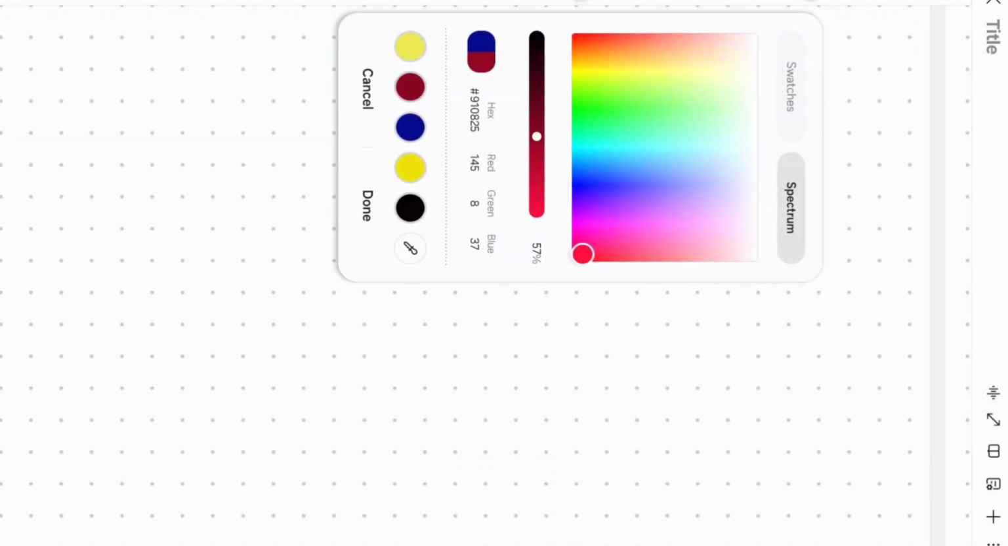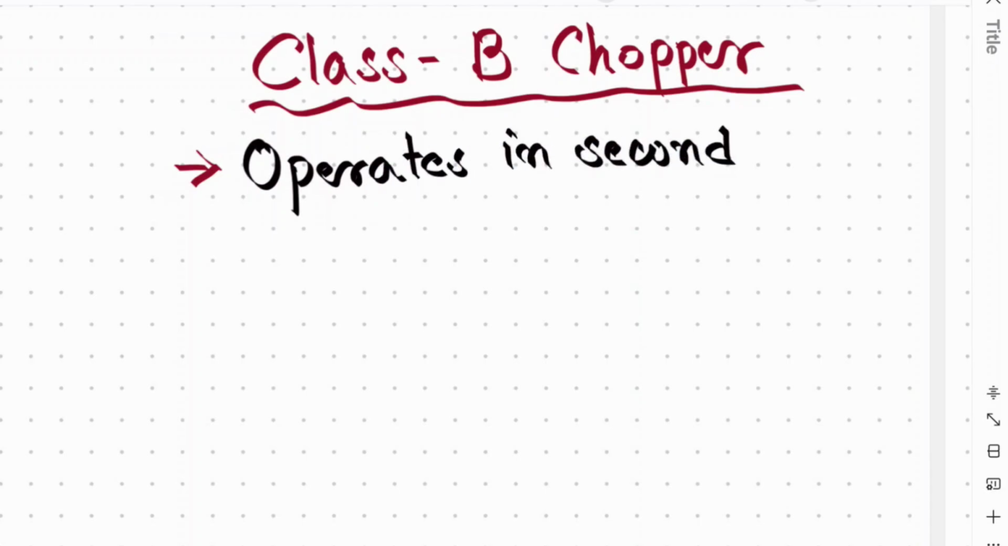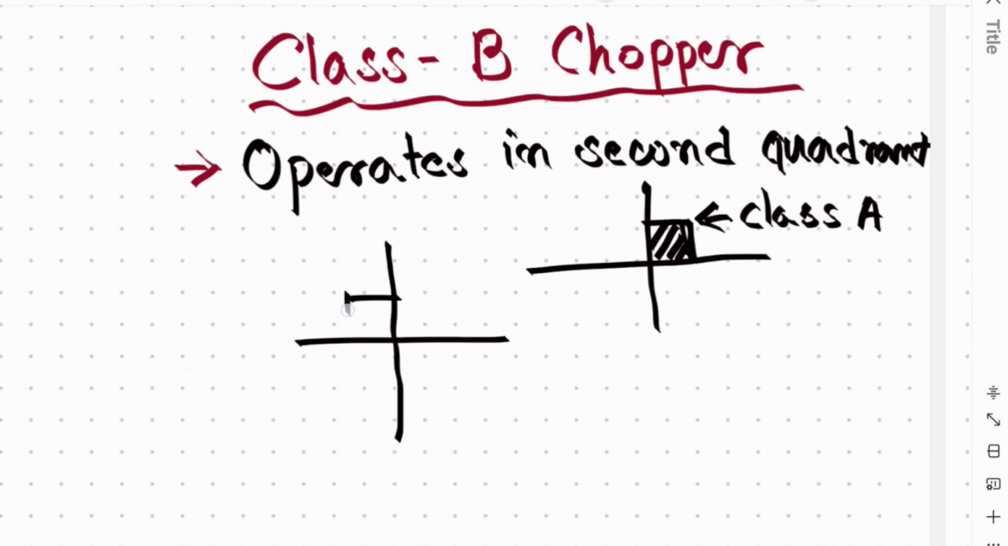Let's see the class B chopper. The class B chopper operates in the second quadrant. So this is for class A, and for class B, this is the second quadrant.